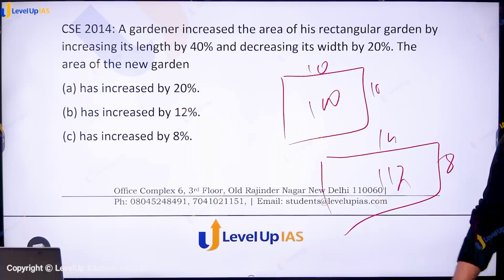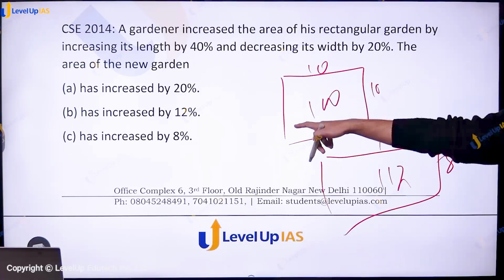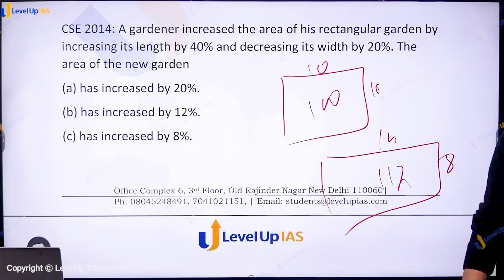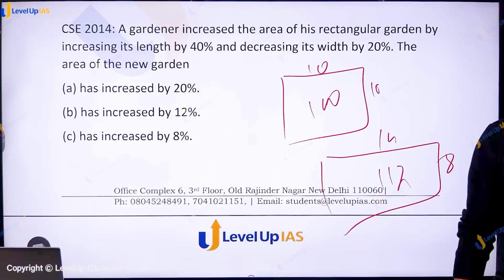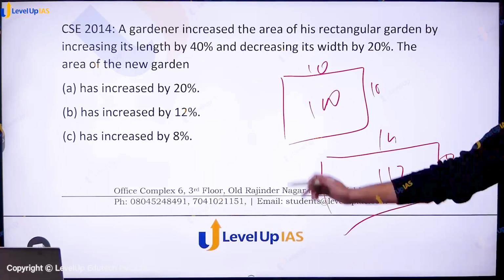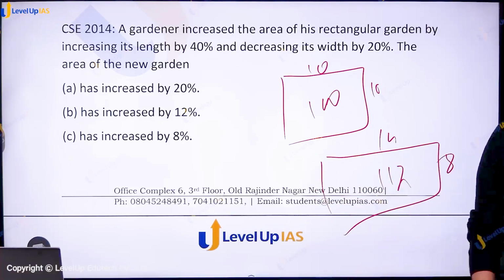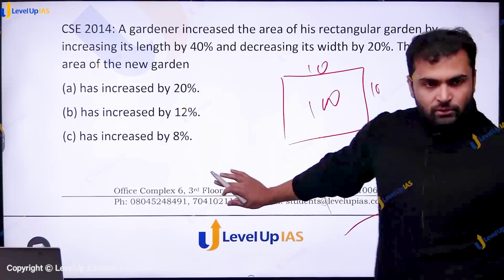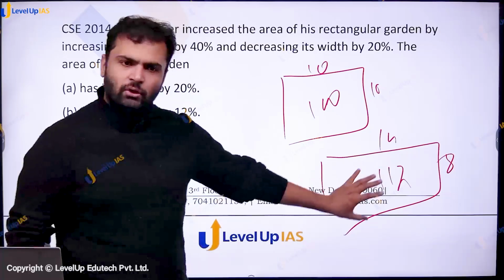This works only because this is a rectangle and this area is length into breadth. It will not work if it was a circle or any other shape where you have different powers attached. The circle's area is pi r square, it won't work there. If it was a cylinder, it is pi r square h. If you try to do the same thing with r and h, it won't work there. That is why I am saying don't move much from here.